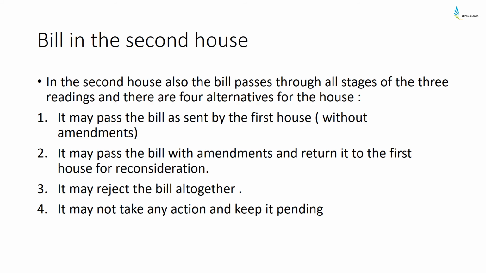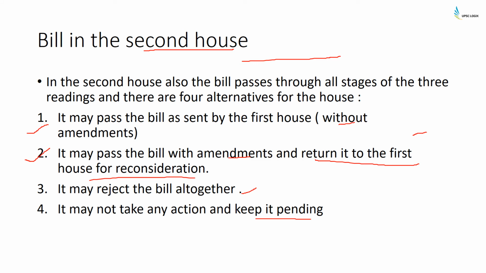So after the third reading stage, the bill goes to the second house, and in the second house also the bill has to go through all the three reading stages, and the second house has got four options. Number one, it may pass the bill as sent by the first house, that is without amendments. Number two, it may pass the bill with amendments and return it to the first house for reconsideration. Number three, it may reject the bill altogether. And number four, it may not take any action and keep it pending.